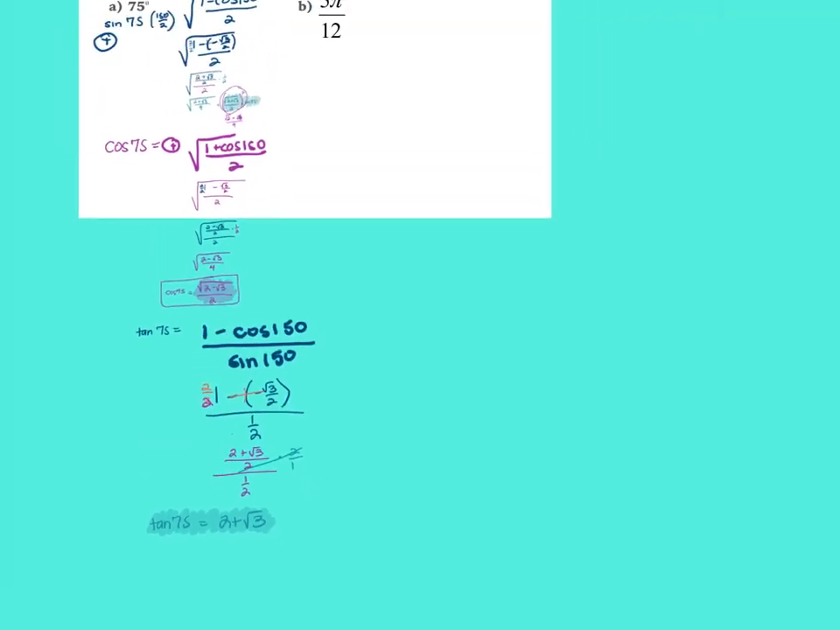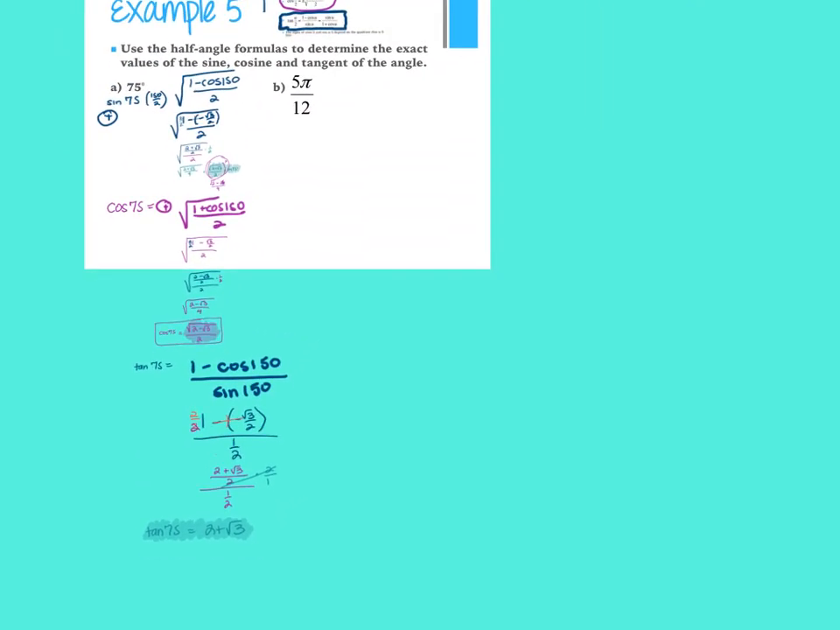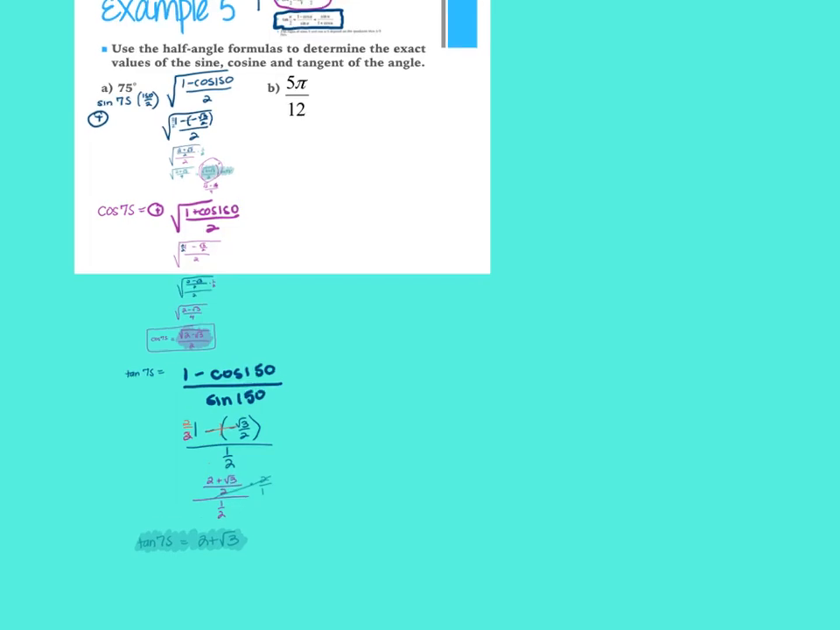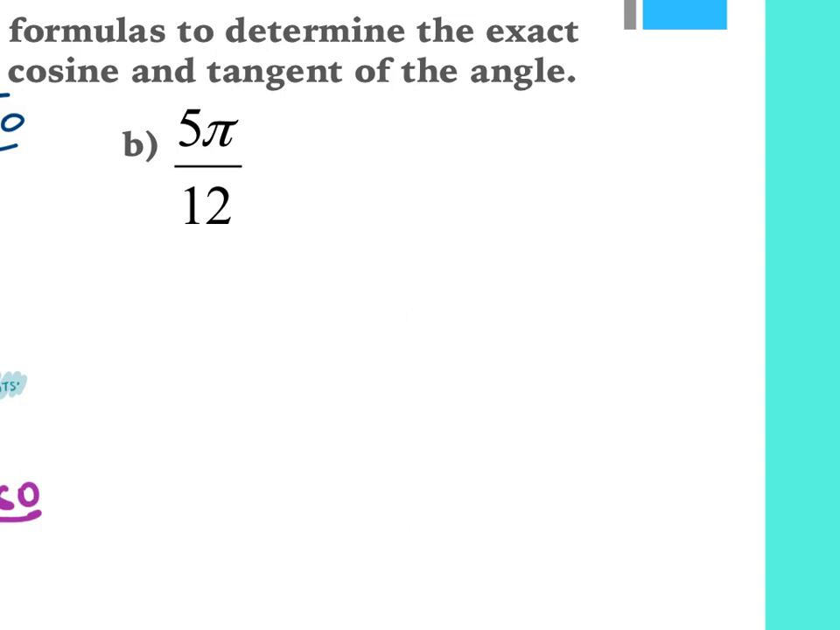Okay, so B says 5 pi over 12. Again, an angle that's not unit circle based, but what happens when I double it? What do I get? Two goes into 12 six times. I get 5 pi over 6. Is 5 pi over 6 on my unit circle? Yeah, so this is my U. But when I figure out plus and minus, I go back to 5 pi over 12.